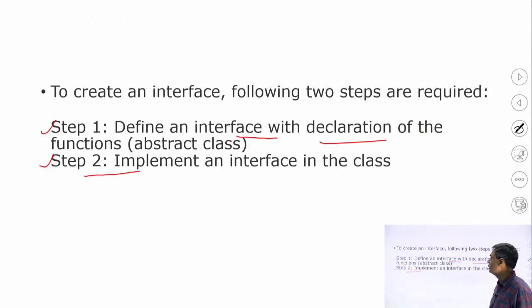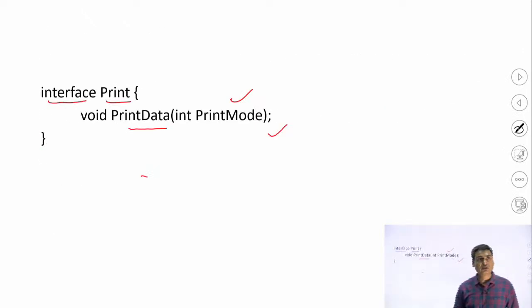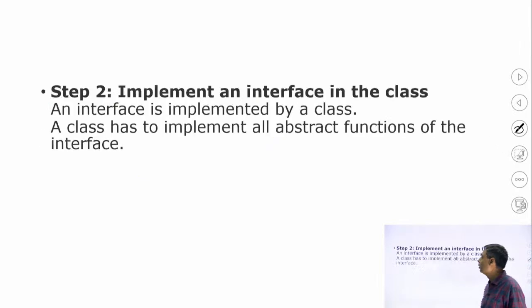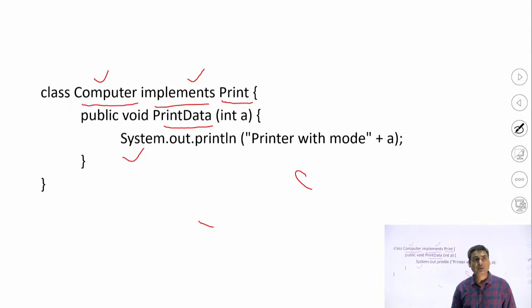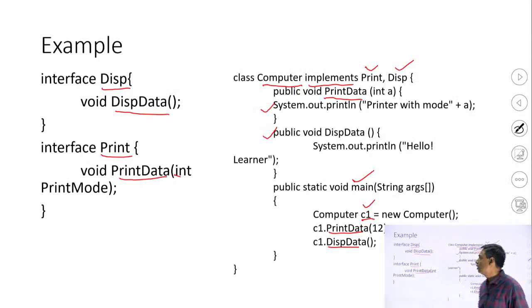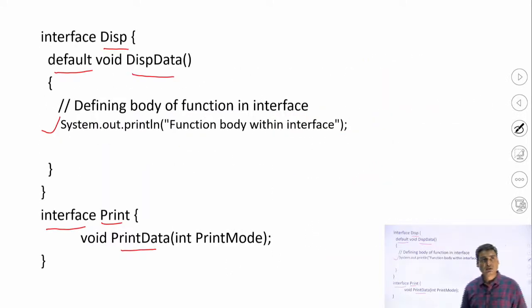Then I discussed interface. An interface is used to define abstract methods. Its definition is not given there; its definition is given in the class. With the help of a class, we implement a particular interface. So we have a class that implements the interface, and we give the definition of the abstract method within the class. Then I discussed that from Java 8 onwards, we can define the definition of a function in an interface, but the function should be defined as default.